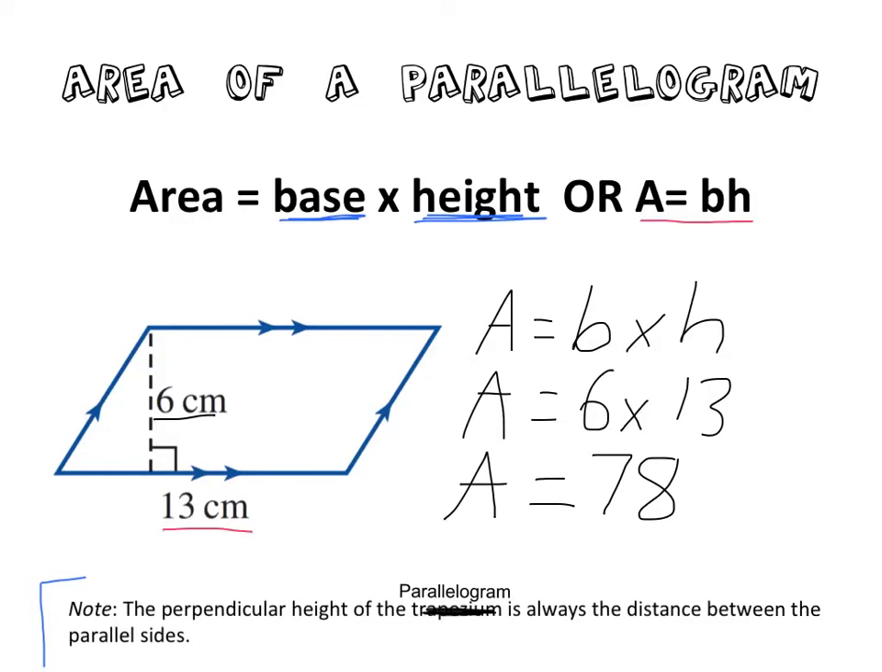Now, remember what I said last term. What is it measured in? Check my units of measure. First, make sure they're the same. Yep, they're both centimetres, okay? And area is always measured in square. So if they're both centimetres, my answer becomes 78 centimetres squared. That's parallelograms.